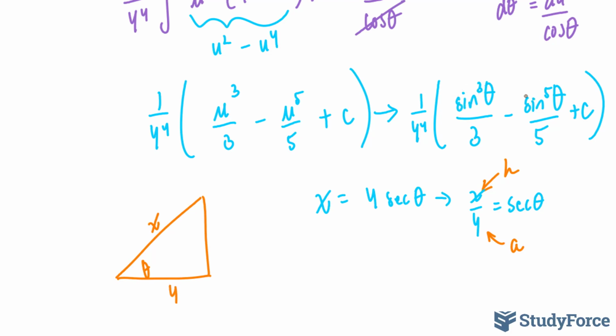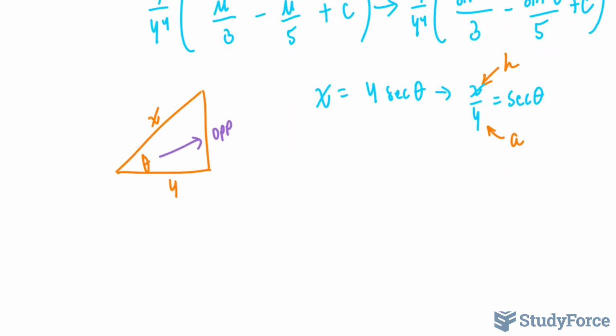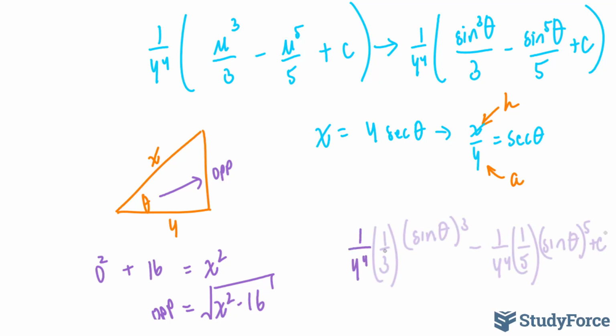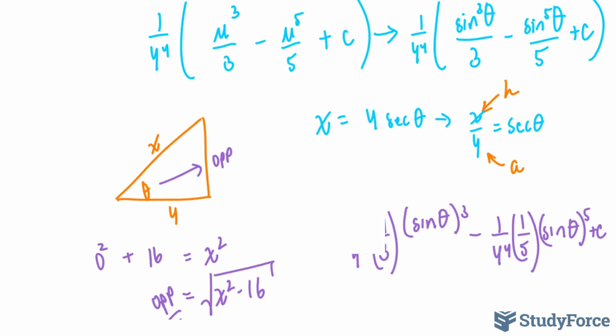So in terms of sine, sine is opposite over hypotenuse. So we need to find our opposite now. And we can use the Pythagorean theorem. If we use the Pythagorean theorem, we end up with this: x squared equals 16 plus o to the power of 2. The square root of x squared minus 16 is our opposite. And now that we found that, we can finally find our final answer. But first I want to multiply this 1 over 4 to the power of 4 into these two terms. It looks better at the end. If you've done it correctly, it should look like this.